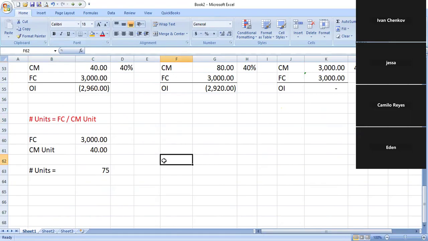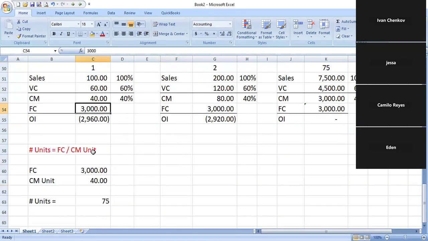So how are we going to get the number of units? We're going to get the number of units when we have the fixed cost divided by contribution margin per unit. Do you want me to show you the practical application of this formula? Yes, Prof, please. Sure.